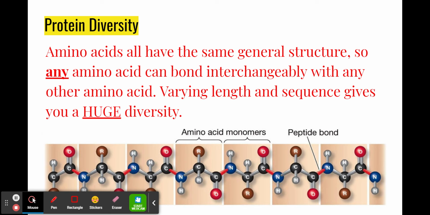And then, because we have this rule, hey, they're all interchangeable, we can vary the length. So maybe I have a protein that has 20 amino acids, and maybe I have a protein that has 100 amino acids. And by varying the sequence, so which order these 20 sit in, you get a massive diversity. And we'll take a minute to look at the interchangeability, and then we'll talk a little bit about what type of diversity. But you can get a huge amount of protein diversity. Pause here if you need to make sure you get this down in your notes.